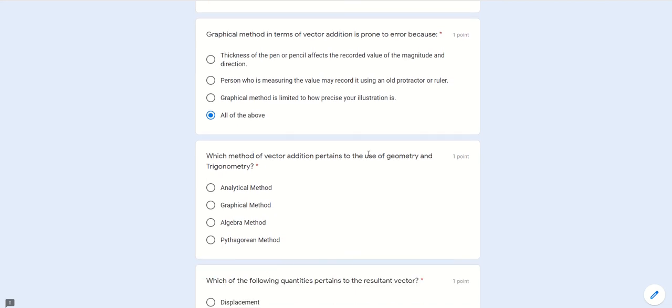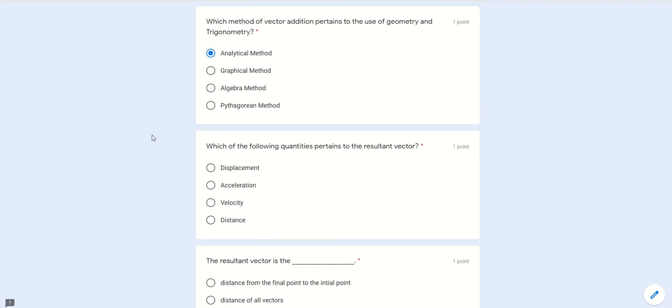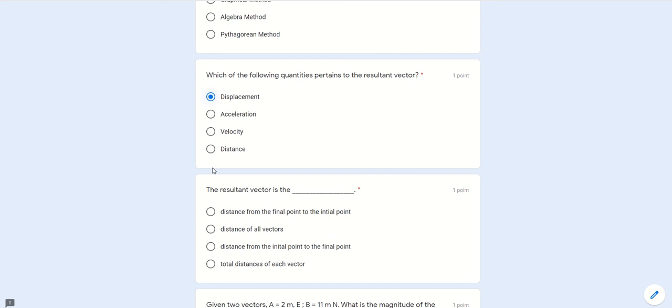Which method of vector addition pertains to the use of geometry and trigonometry? This is analytical method. Which of the following quantities pertains to the resultant vector? This is basically your displacement vector. The resultant vector is just your displacement vector. So it's the distance between the initial point to the final point. Again, take note, initial to the final point.